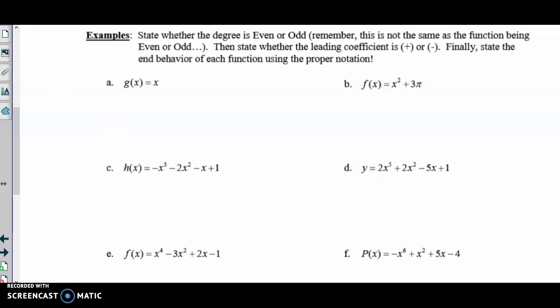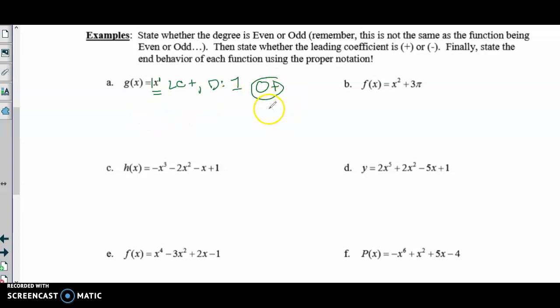All right, so for this one right here, let's figure out, first of all, what is the leading coefficient? Your leading coefficient here is 1, so that's positive. What is the degree? That's the highest exponent. Well, there's an understood 1 here, so the degree is 1. So this is an odd degree with a leading coefficient that's positive.